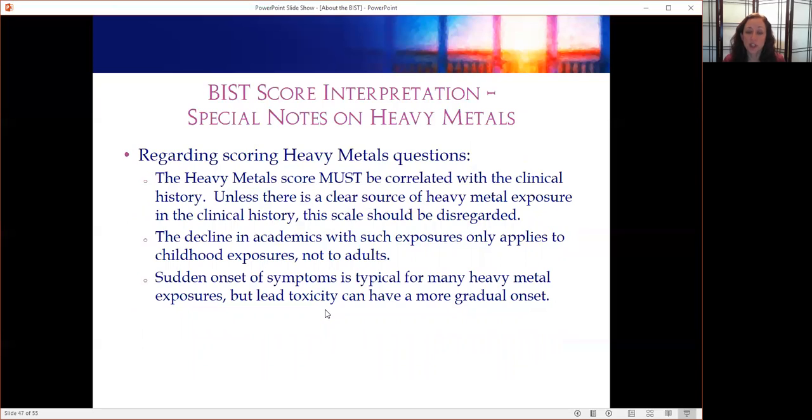So BIST score interpretation, special notes on heavy metals. The heavy metal score must be correlated with the clinical history. Unless there is a clear source of heavy metal exposure in the clinical history, this scale should be entirely disregarded. Okay, the decline in academics, by the way, with such exposures only applies to childhood exposures, not to adults. So that's one of the questions on your PDF that you're going to want to pay special attention to. And also note that the sudden onset of symptoms is typical for most heavy metal exposures, but lead toxicity can come on very gradually. So keep an eye on those questions as well.